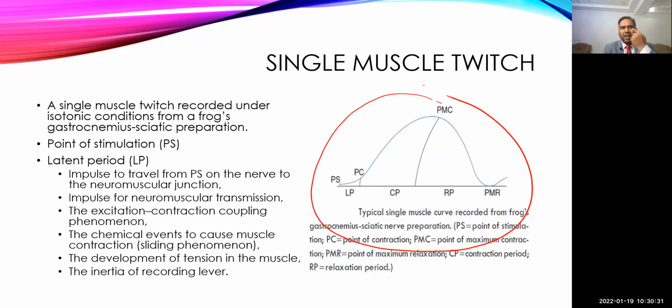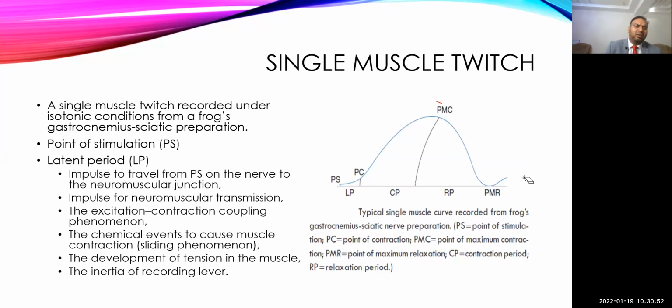So sometimes you feel that something is happening here, something is happening there, or sometimes in these small muscles a contraction is occurring. That fluctuation occurs. That is an example of simple muscle twitch in the normal body. Otherwise, normally simple muscle twitch doesn't occur. It occurs when we do this simple muscle twitch in an experimental animal.